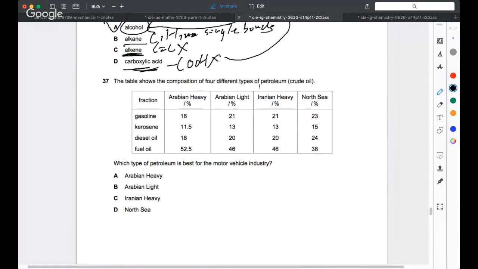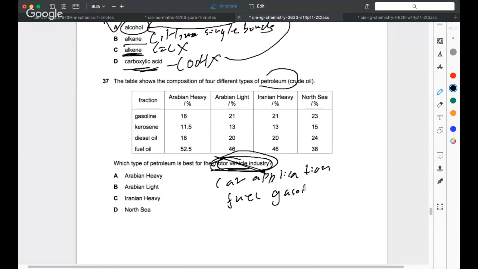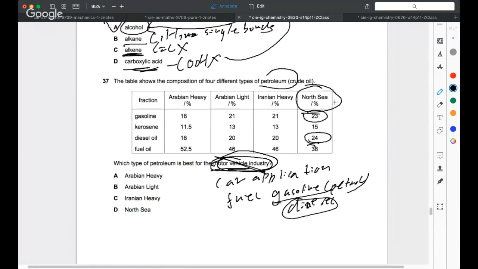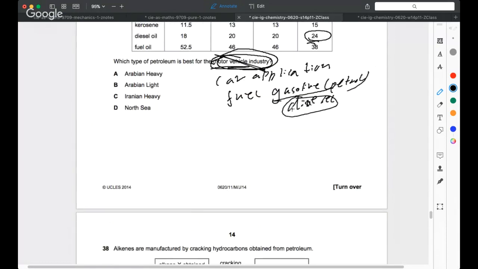So we want the crude oil for motor vehicle, for car applications. We know that to fuel a car, we want gasoline, so we want petrol or diesel, right? So we want a higher percentage of gasoline and a high percentage of diesel in the crude oil. So this one, not C, gives you the highest percentage of gasoline and the highest percentage of diesel oil. So we want this one. So D is the right answer.